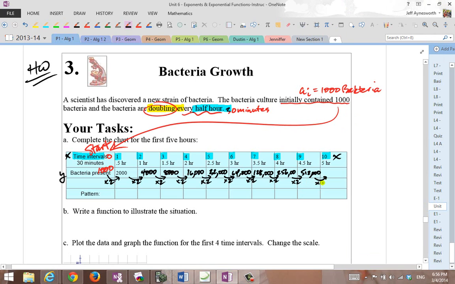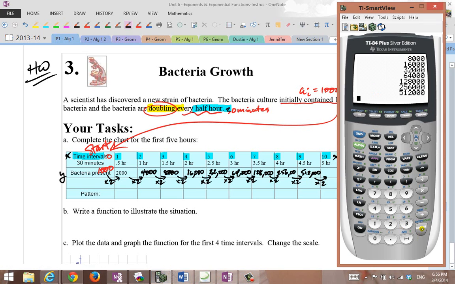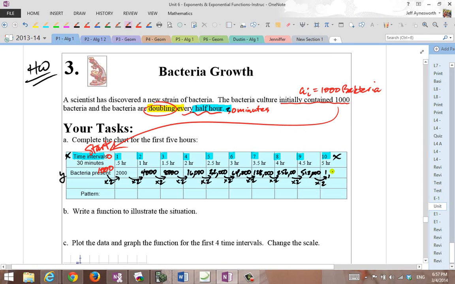You double it again after 5 hours. That's a very short period of time. You have 1,024,000 bacteria after only 5 hours. And that is amazing. So what in the world is the pattern here?